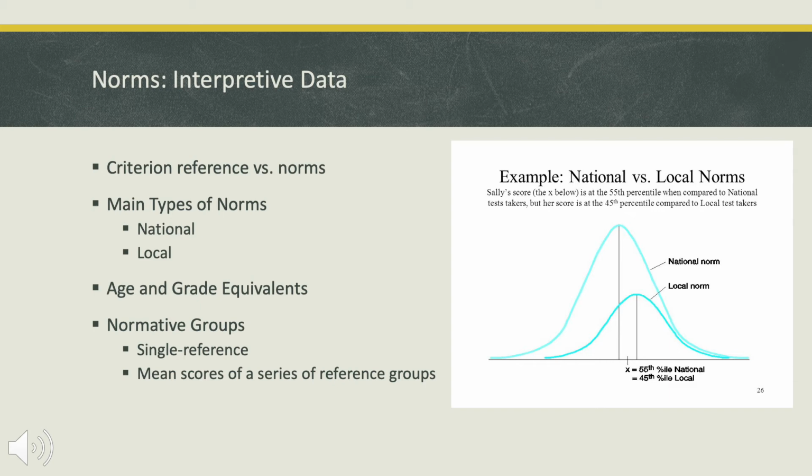When we're talking about normative groups, there are 2 different types. We have the single reference group, which is exemplified by the percentile distribution and normative scale distribution. And then the second type of group is the mean scores of a series of reference groups, and that can be exemplified by age equivalent. So some examples might be subject matter achievement tests or intelligence tests for the mean scores.